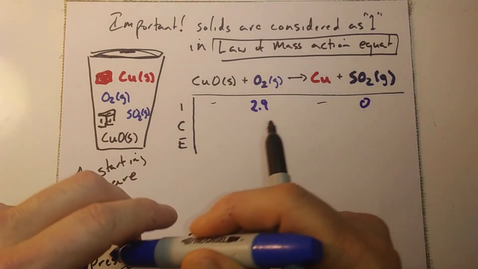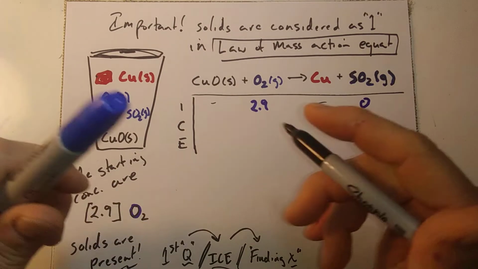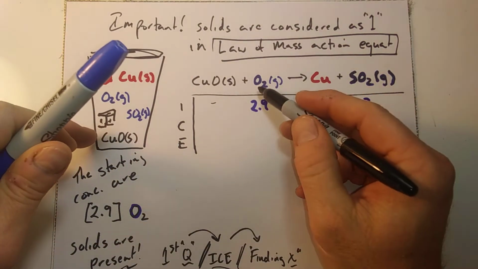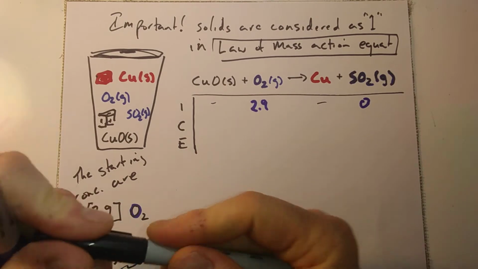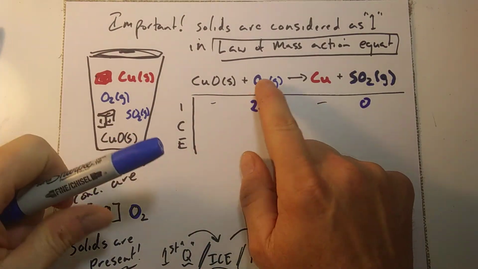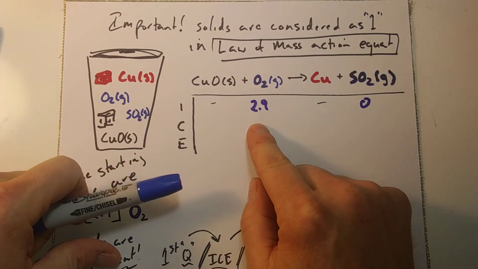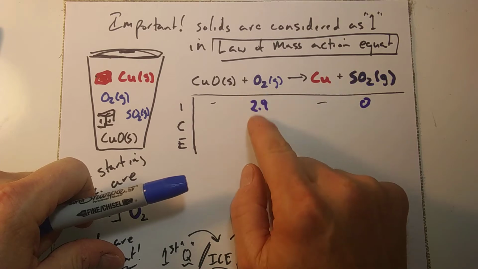So of course our change is going to be minus X. Be careful, always look at the coefficient, because if we have a coefficient there on the oxygen, then the change is going to be that coefficient times X.